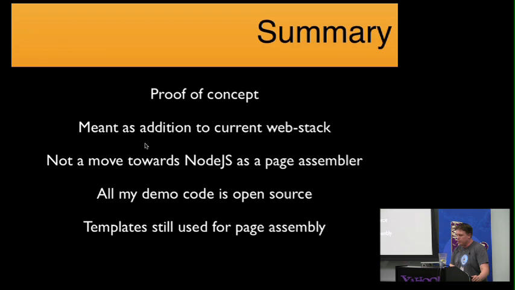So it's not really a move towards Node.js as page assembly, in which case you might use something like Express, the MVC and Express, to do the whole web framework part of it. It's really just using Node as a fast rendering engine off to the side. So obviously all my demo code is open source. And I wanted to emphasize this again, the page assembly is still being done using Grails GSPs, which is Groovy server pages, not JSPs.